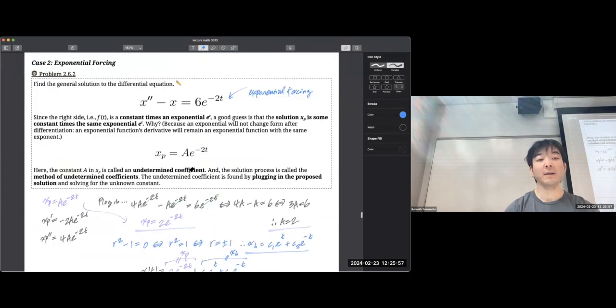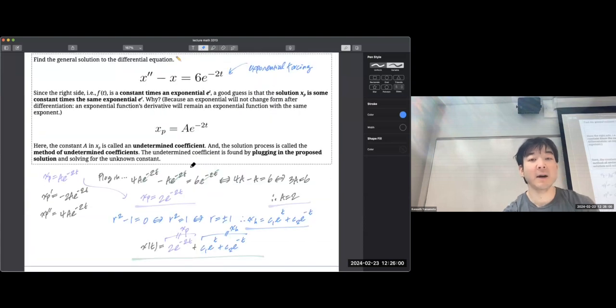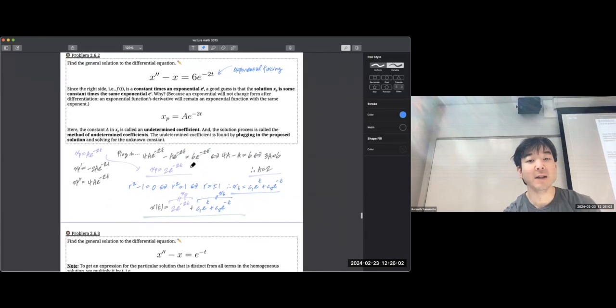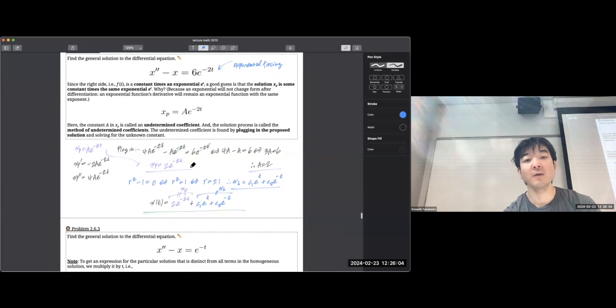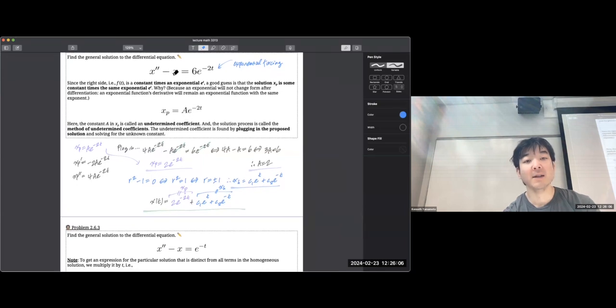Now, what I do like to do with these problems is a slight modification to it. So if you notice, x double prime minus x, x double prime minus x. I kept the left-hand side the same, but I experimented with taking the right-hand side and changing it from e to the negative 2t to one that's e to the negative t, not e to the negative 2t. So that's a slight modification I made here, and then see what kind of consequences that gives us.